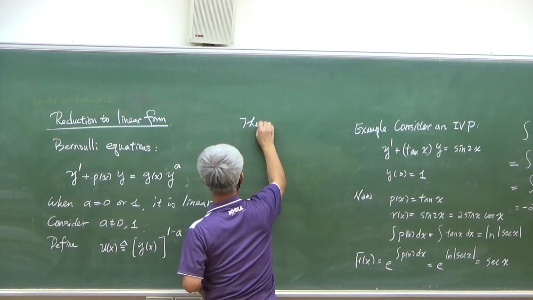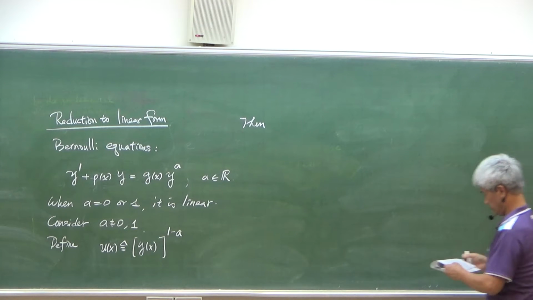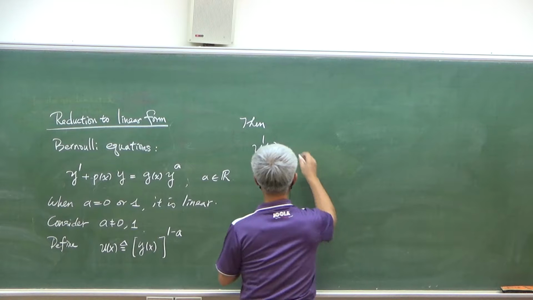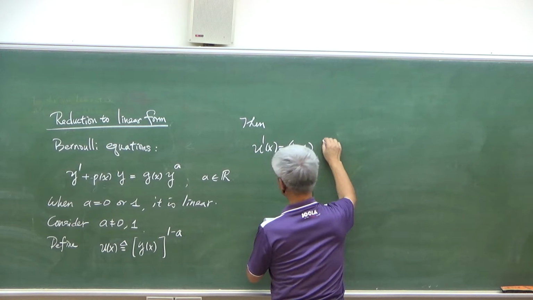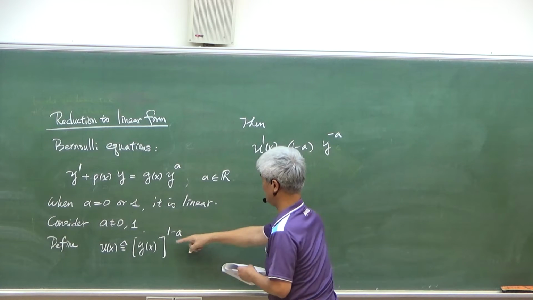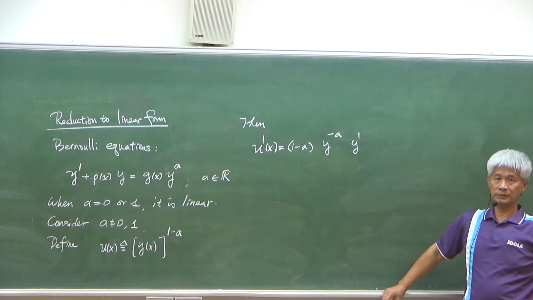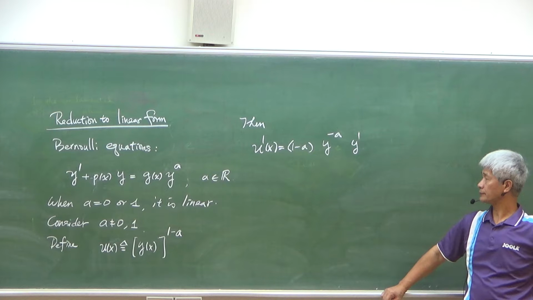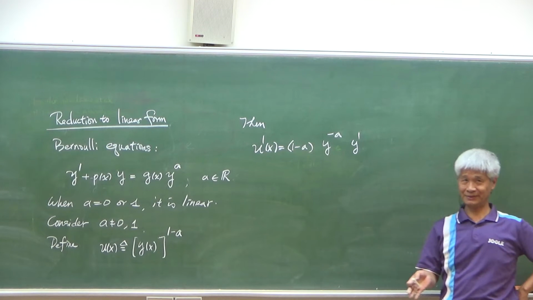Okay, so then u prime of x, the derivative of u, is 1 minus a, y to the power of minus a, and y prime. So this is just by the chain rule. Any questions? Again, if you have any question, just raise your hand.